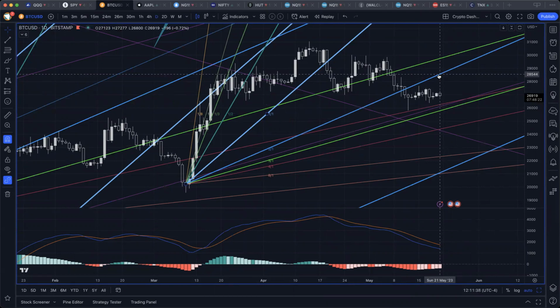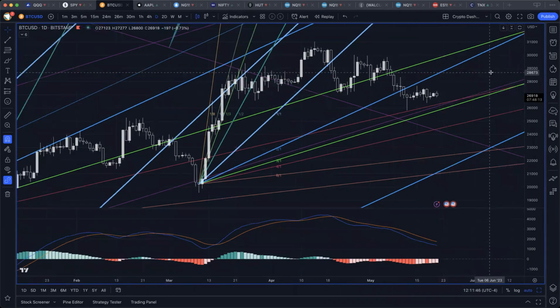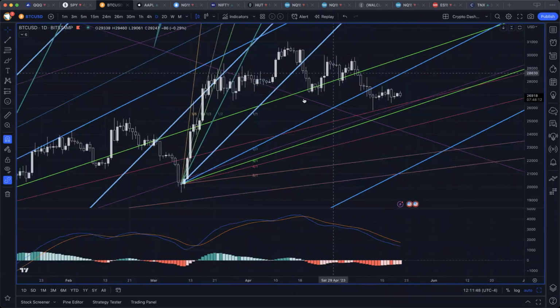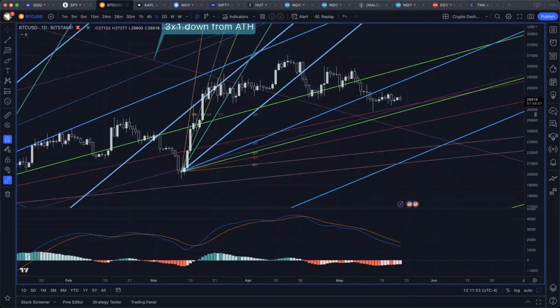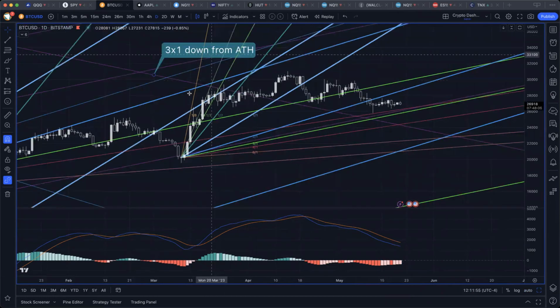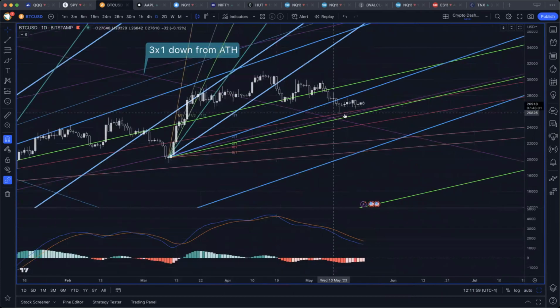Again, we use time trades to square the chart, find the optimal aspect ratio between price and time, and then we can do all sorts of interesting stuff with this. Right now, this purple line is pretty important. This is the 3x1 down from the all-time high. So we are above that now.